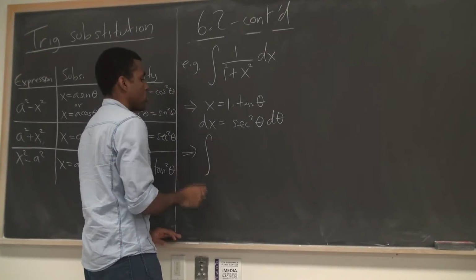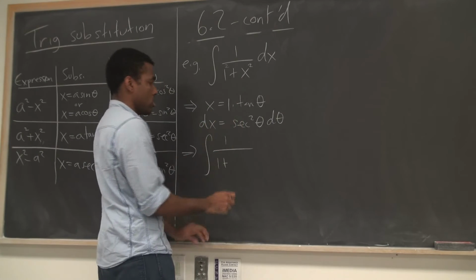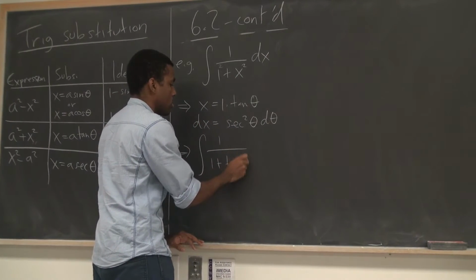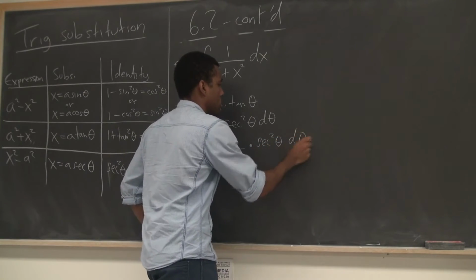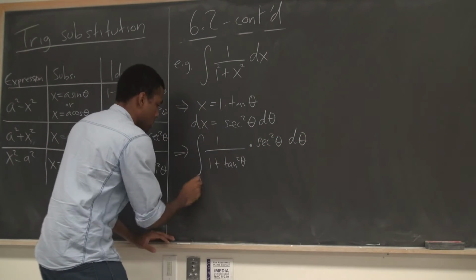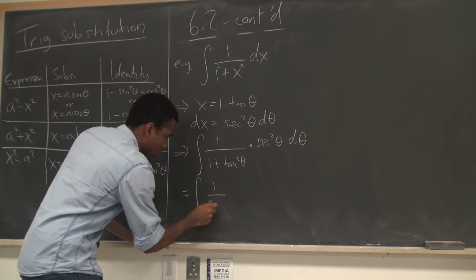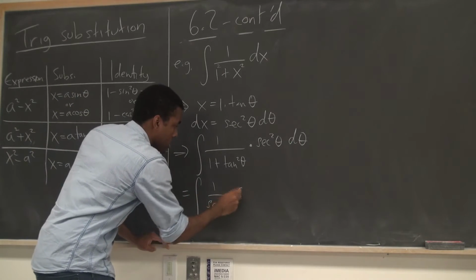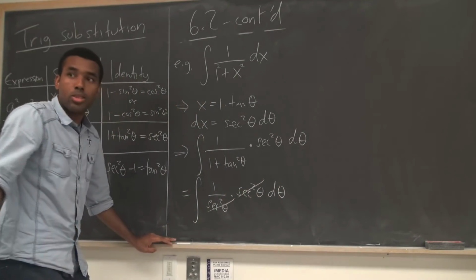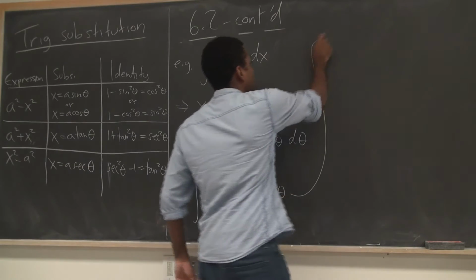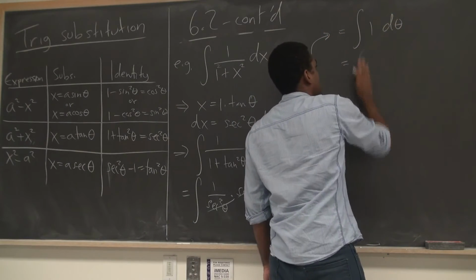So this means my integral would become what? 1 over 1 plus my x is now tangent, so this is 1 plus tangent squared times secant squared. What's 1 plus tangent squared? It's actually secant squared. So that cancels, we just have to integrate the number 1, which just gives us theta.